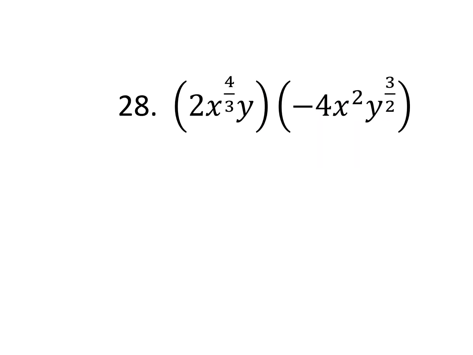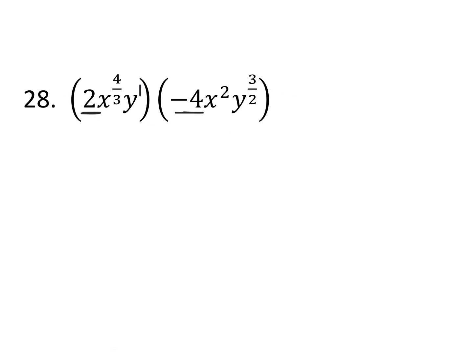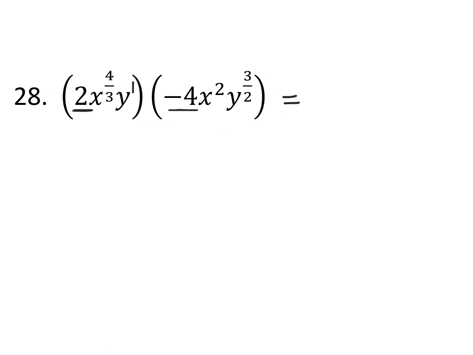Okay, that's multiplication, right? I have multiplication because there's parentheses side by side. What do I do with my exponents when I have multiplication? Add them. Remember that you don't add these ones. That's just multiplication. 2 times -4 would get you -8. The other ones, though, you are going to go ahead and add.